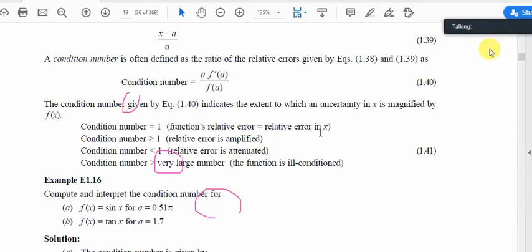When the condition number is greater than 1, the relative error is amplified. This will be amplified, increased. Okay. When the condition number is less than 1, the relative error is attenuated.